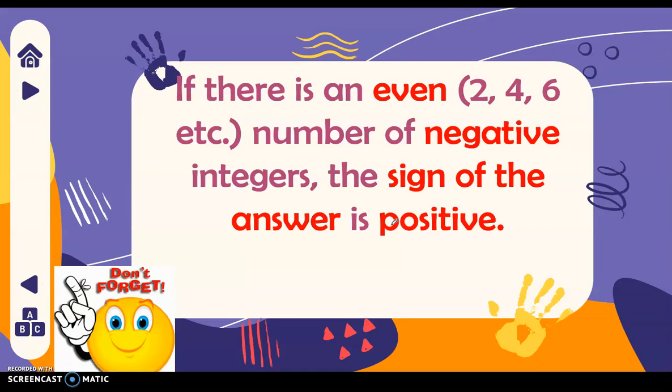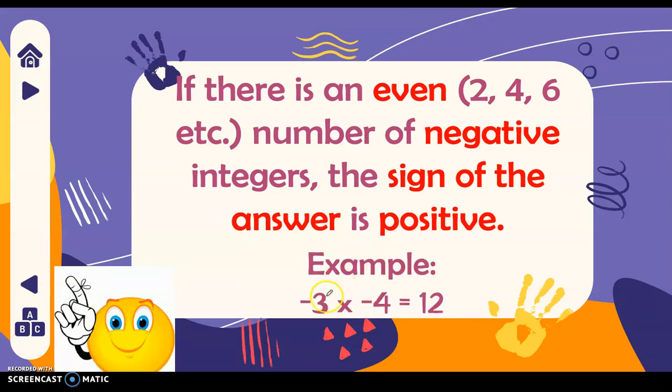Now if there is an even number of negative integers, the sign of the answer is positive. So all you have to do is multiply, just like a whole, 3 times 4 is 12, and the sign is positive because the number of negative integers is even. So we have two negative numbers here, so it's positive.